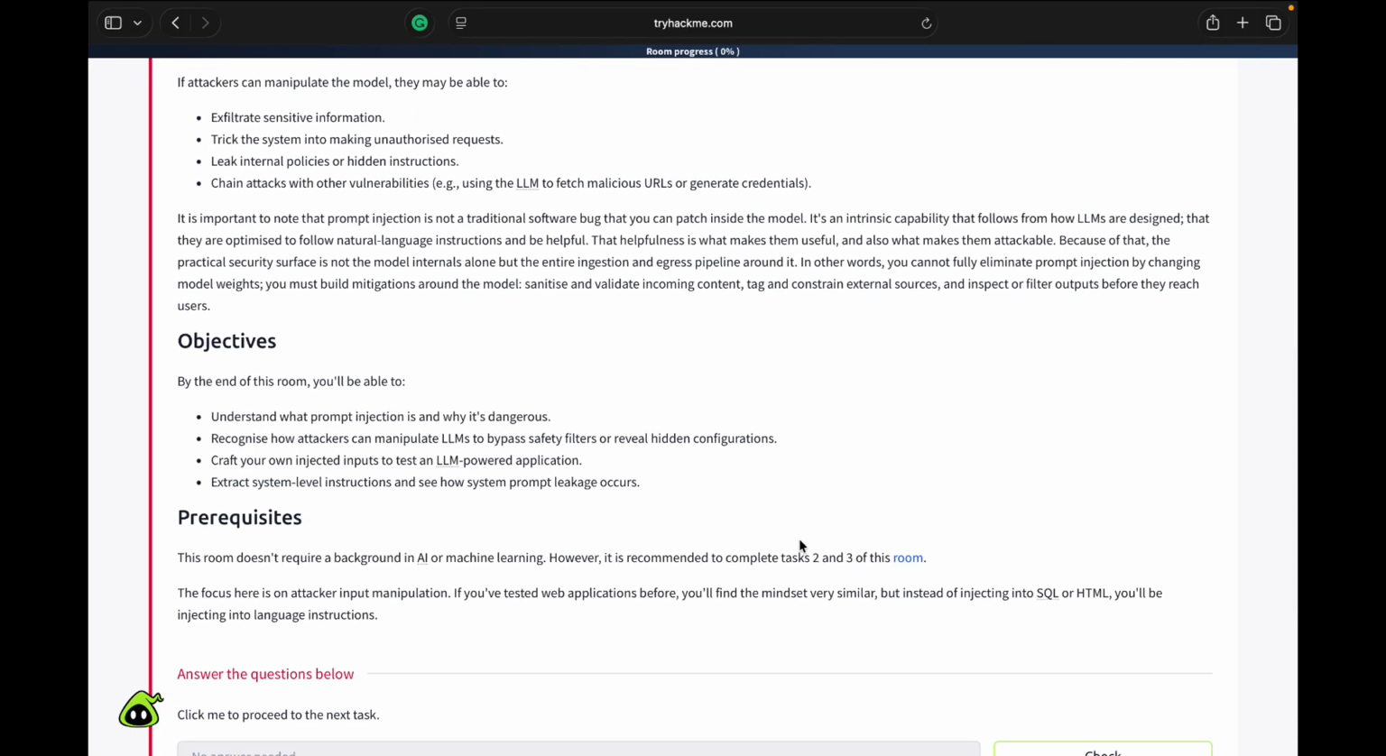The objectives of this room are to understand what prompt injection is and why it's dangerous, recognize how attackers can manipulate LLMs to bypass safety filters or reveal hidden configurations, craft your own injected inputs to test an LLM-powered application, and extract system-level instructions to see how prompt leakage occurs.